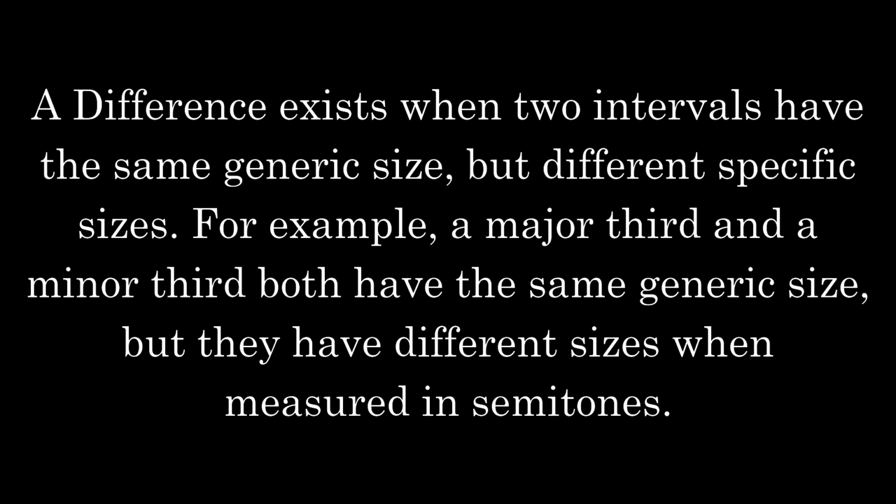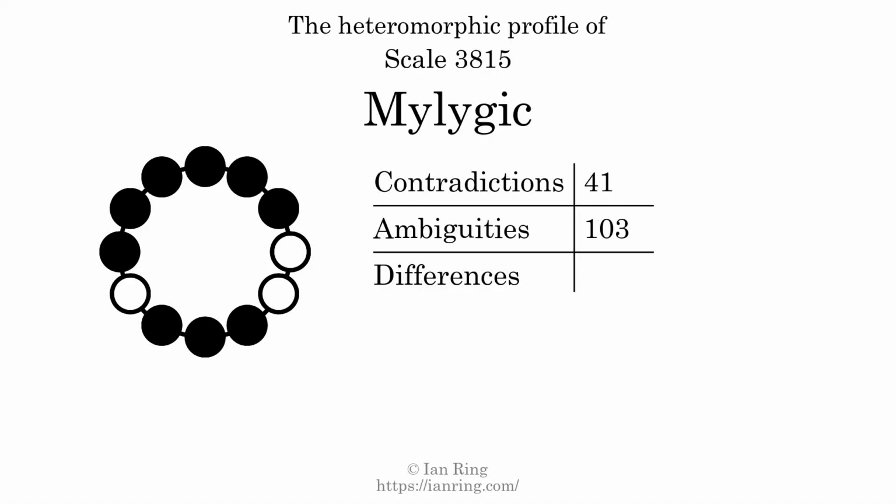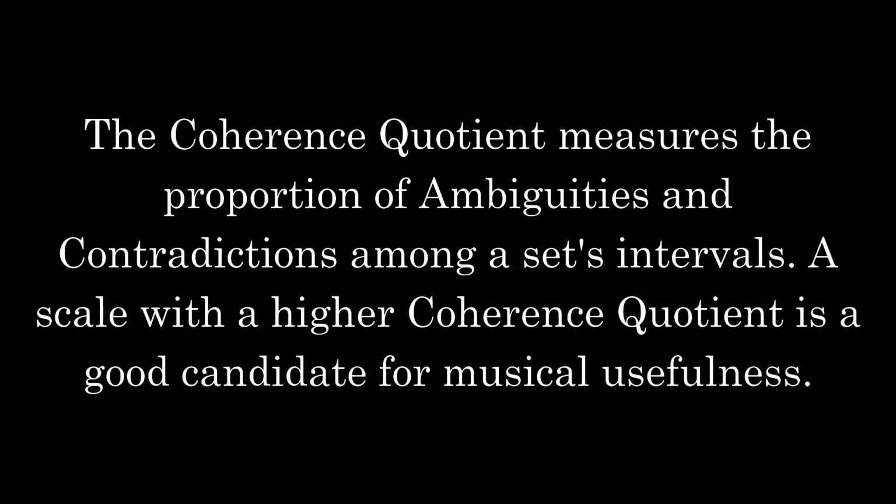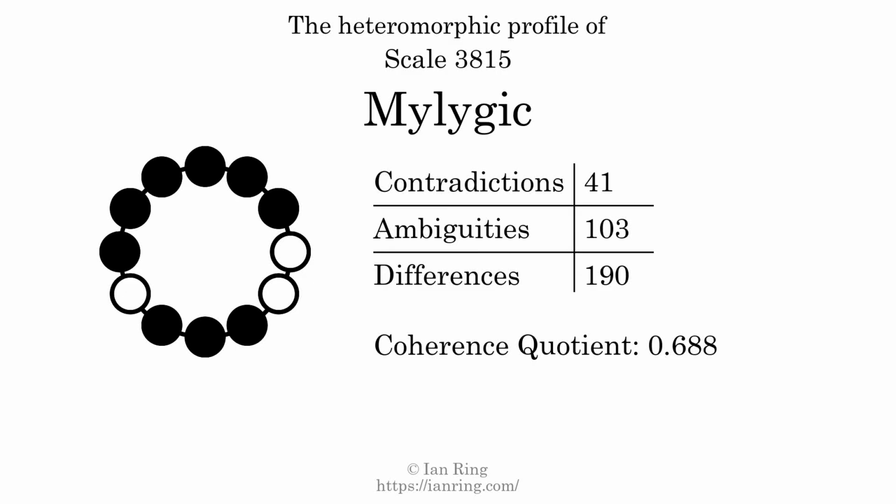For example, a major third and a minor third both have the same generic size, but they have different sizes when measured in semitones. The number of differences in this scale is 190. The coherence quotient measures the proportion of ambiguities and contradictions among a set's intervals. A scale with a higher coherence quotient is a good candidate for musical usefulness. The coherence quotient is 0.688.